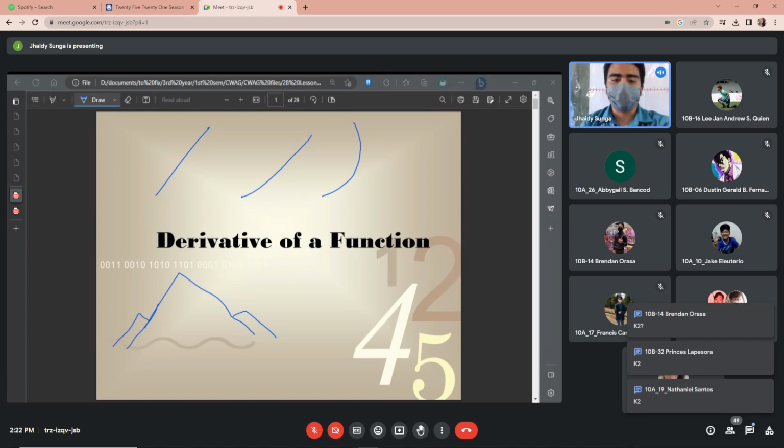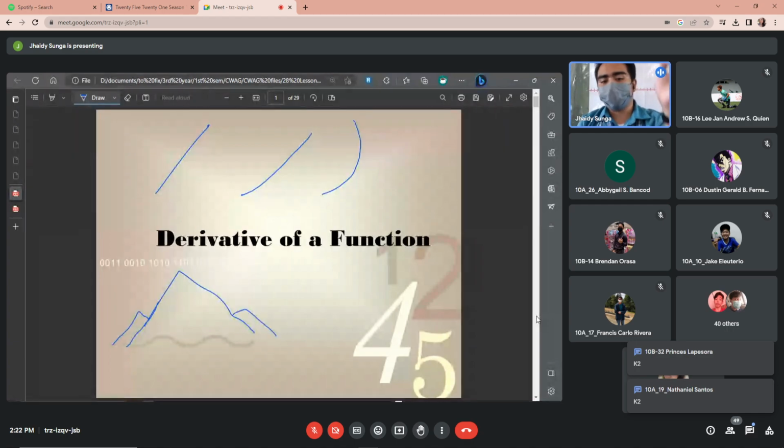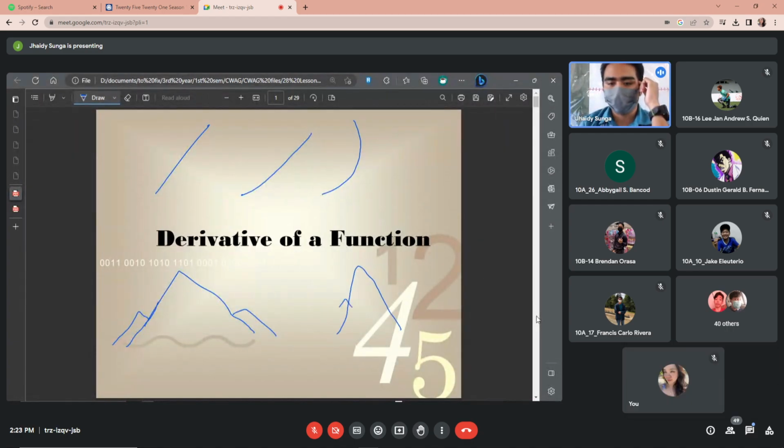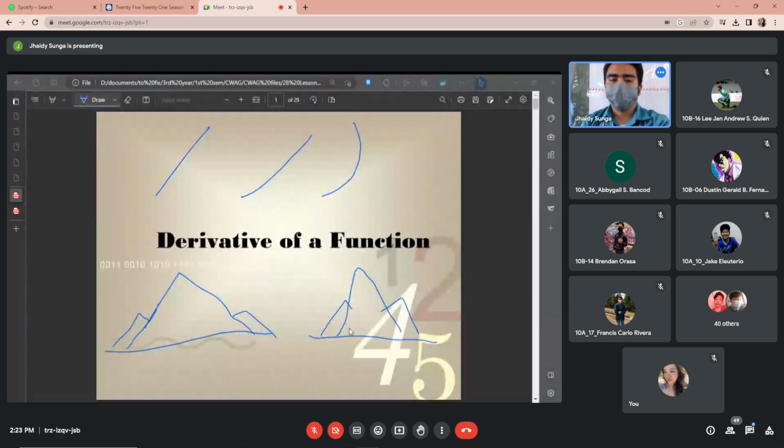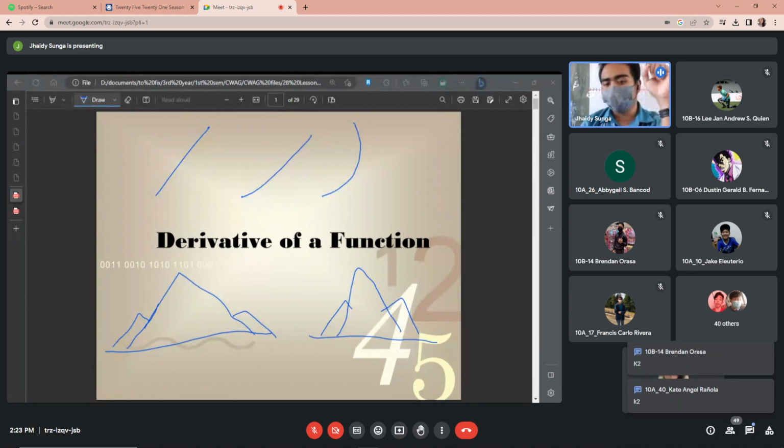10A, 10B, 10C. Okay. So, let's say this is the K2. Now, if you visualize these two mountains, which is harder to climb, Mount Everest or K2? What do you think? If you will be the climber itself. Okay, so Brendan says K2. Why did you say so?